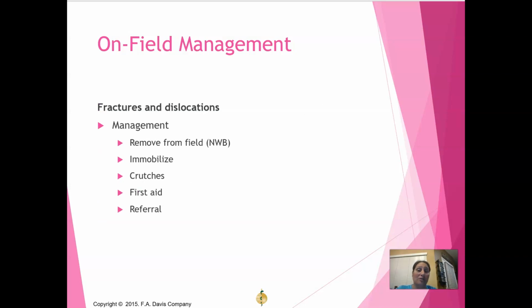Last thing on the field management, fractures and dislocations. Okay, if we suspect a fracture or a dislocation, we're going to remove them from the field. I don't want them putting any weight on that extremity. So we can still do a two-person assist where the patient uses two different people as crutches, and they're just non-weight bearing, NWB, on that particular side. We're going to immobilize. We either have a walking boot, we have vacuum splints, we can make a splint. And then also give them crutches.